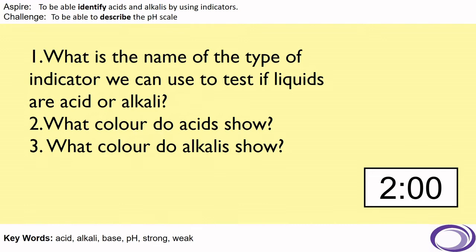Now that we've gone through some basic information about indicators, acids and alkalis, I'd like you to have a go at answering the 3 questions on the screen. What is the name of the type of indicator we can use to test if liquids are acids or alkalis? What colour do acids show, and what colour do alkalis show?